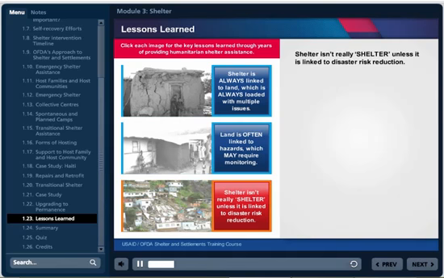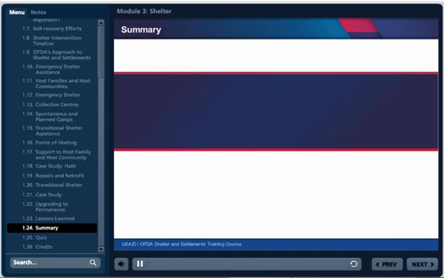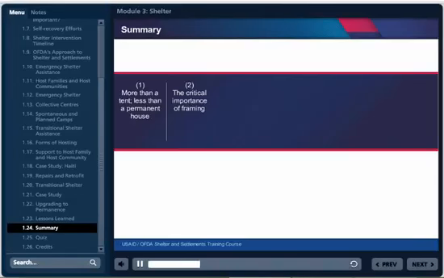Shelter isn't really shelter unless it is linked to disaster risk reduction. By now, this should not have come as a surprise. Shelter programs will always need to come with DRR components, regardless of the type of support. Key points to remember from Session 3 include USAID OFDA doesn't engage in permanent housing reconstruction mainly because those needs are well beyond our mandate and the mandate's protocols, expertise, and institutional memories of most humanitarian actors.